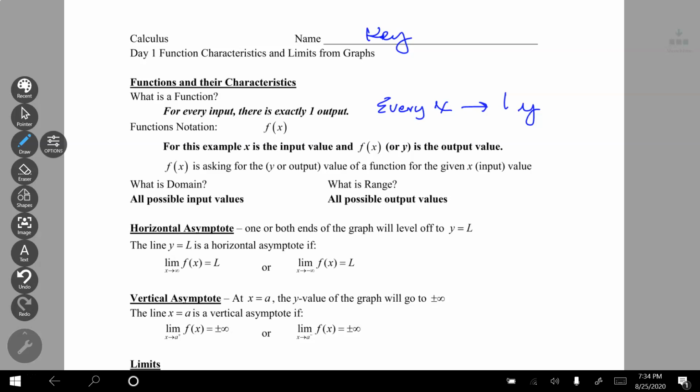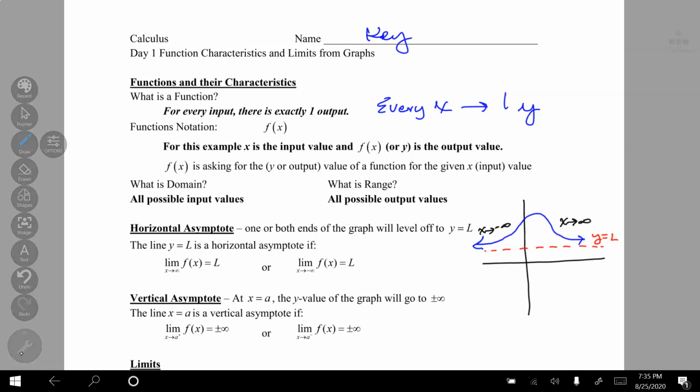So we have horizontal asymptotes. A horizontal asymptote should look like this. A horizontal asymptote is when one or both of the ends of the graph will level off to some specific y value, like y equals 5. So right now, this is an HA. X goes to infinity is the right side of the graph. X goes to negative infinity is the left side of the graph. And in this case, I have both sides leveling off to whatever value.